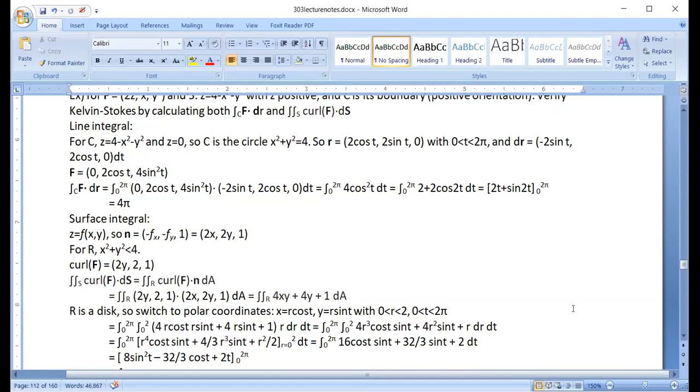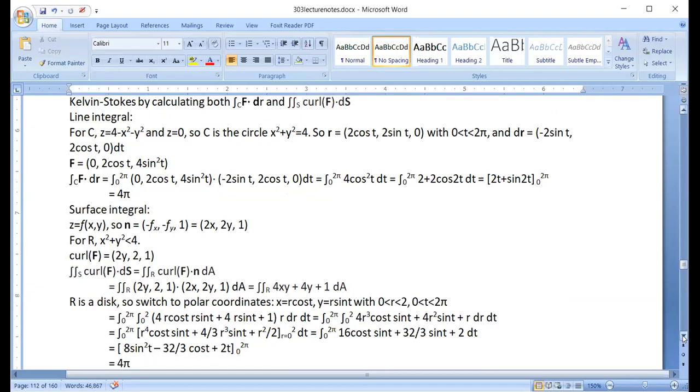And working that all out, that gives you 8 sine squared t minus 32 over 3 cos t plus 2t, plugging in from 0 to 2 pi, and you get 4 pi. As you can see, doing it directly by the line integral or doing the surface integral of the curl gives you the same answer. So we see in this particular case how Kelvin-Stokes theorem works: doing either one gives the same answer.